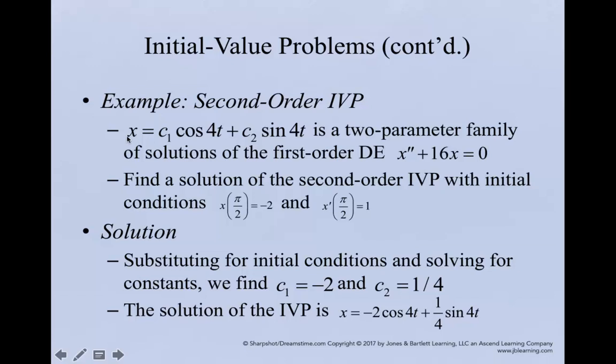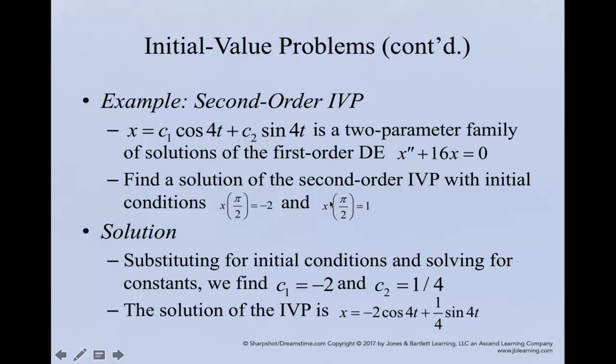So we have this solution. x is c1 times cosine of 4t plus c2 times sine of 4t. And just as a reminder, when you have a second order differential equation, you will generate two constants. So that's exactly what we have here, c1 and c2. Now, in order to know both of those constants, since this was a second order differential equation, we'll actually need two initial conditions. So we need an initial condition on x and an initial condition on x prime.